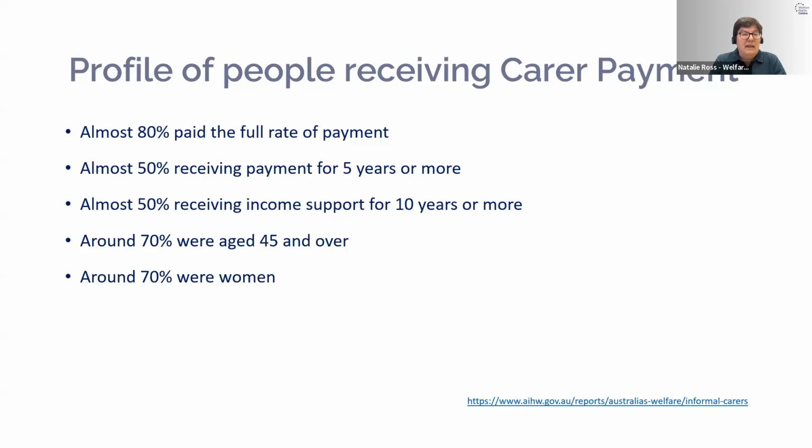About 80% of them are getting the full rate, which means their income and assets are not high enough to get a lower rate. And you'll see that people get carer payment for quite a long time. So people's caring commitments for their disabled or ill friends and relatives can go on for many, many years. And you'll also see that it's older age groups generally. And of course, it's women more than men who are in that caring role.